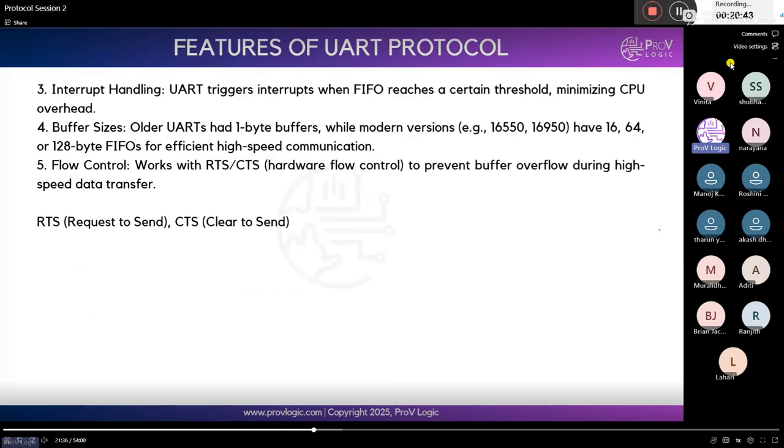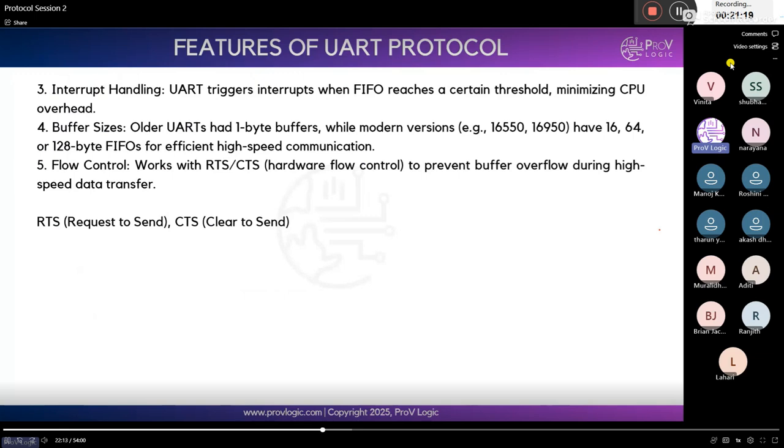So what is meant by RTS and CTS? Request to send, clear to send. Whenever we are sending data, based on the start bit and stop bit, it initiates the transfer, deciding whether we can transfer the data or stop. Mostly it operates in flow control and interrupt handling. That means it triggers whenever the FIFO reaches a certain threshold value, when it can't store any more data.